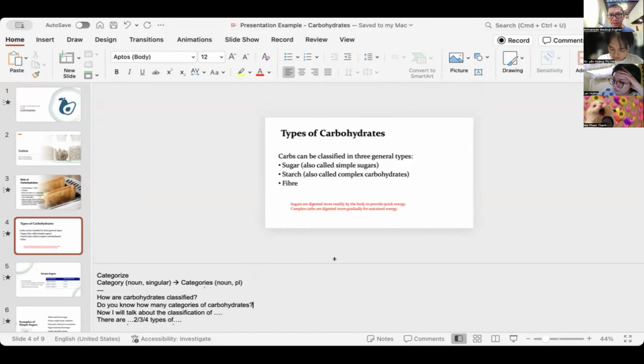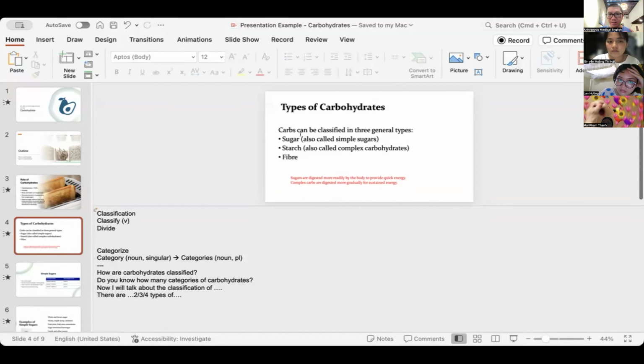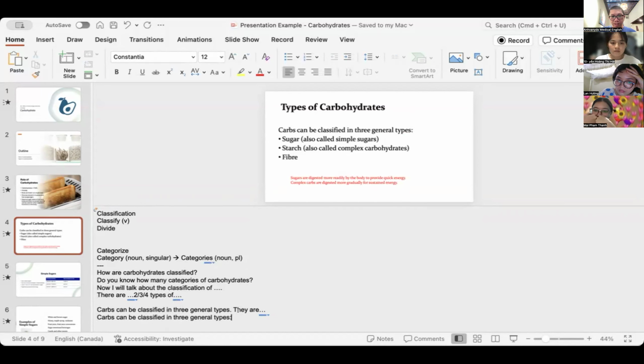And you have to remember this. Like here we have carbs can be classified in 3 general types. So in speaking, you should say they are. Or you can say in terms of, like this, in speaking, you can say type and they are. Or you can say in terms of. Okay, so in terms of 1, 2, and 3.